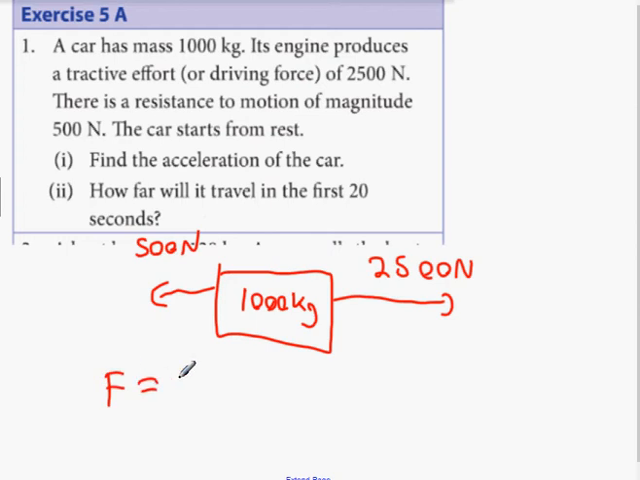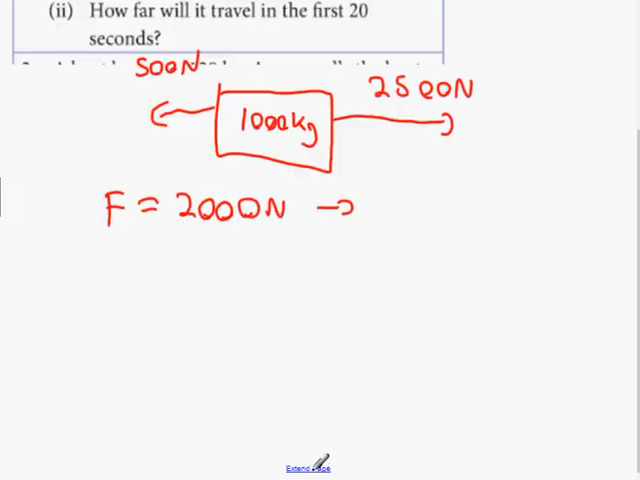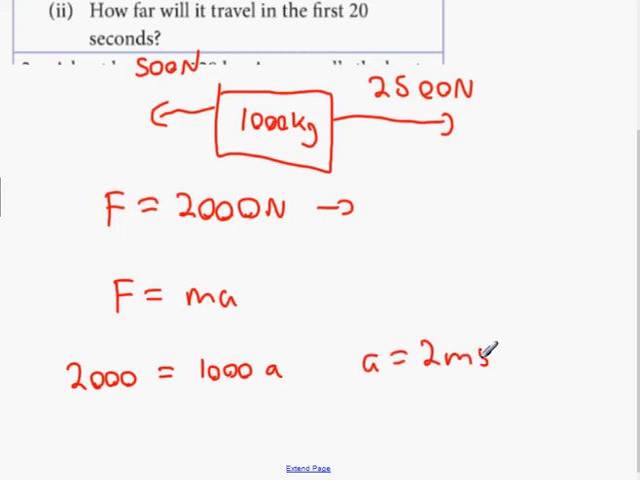That's very evident. You just take away the forces. One force outpowers the other force. It's going 2,000 newtons to the right. Now, the next formula you're going to need to know, this formula is everywhere in this course, is F equals ma. Force equals mass by acceleration. Your force is going to be 2,000. Your mass is 1,000. And your a is there. So a is going to be 2 meters per second squared. Any questions on that? Reasonably easy, okay?